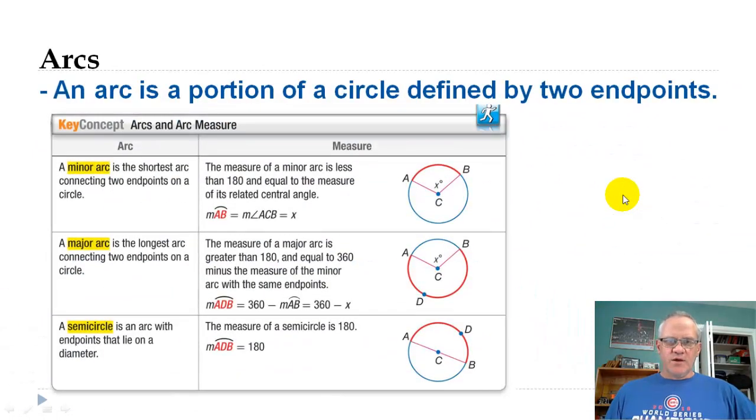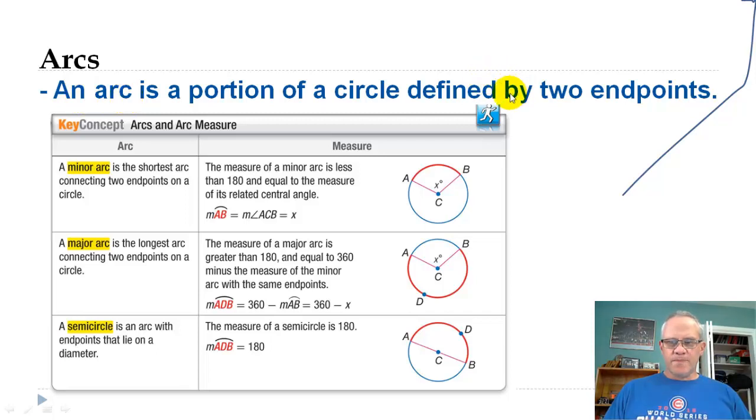Okay. Now, the next step with all this is we've been talking about central angles. Okay, and so in this situation, we're going to start talking about arcs. All right, so an arc is a portion of the circle defined by two endpoints.